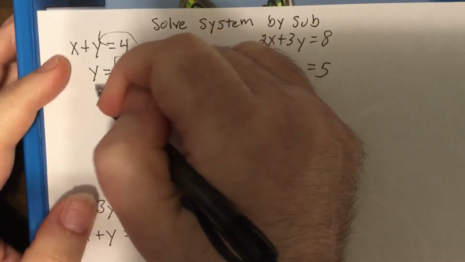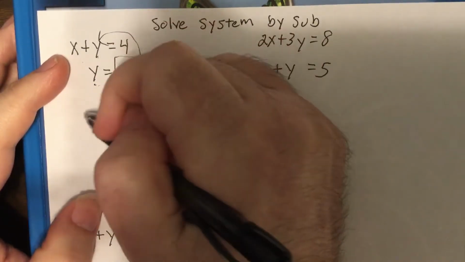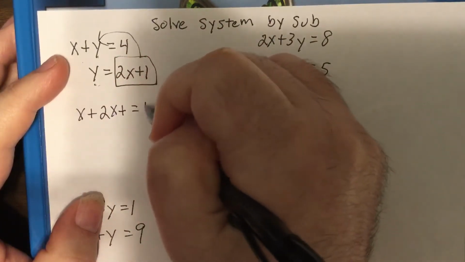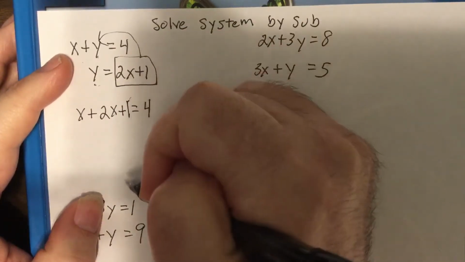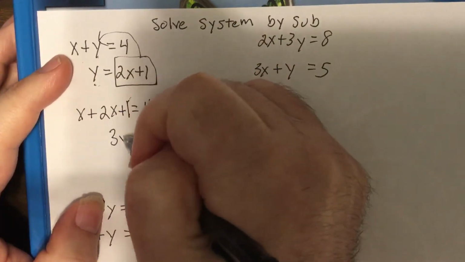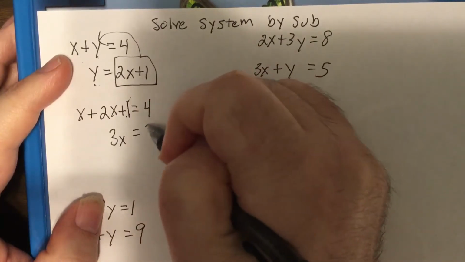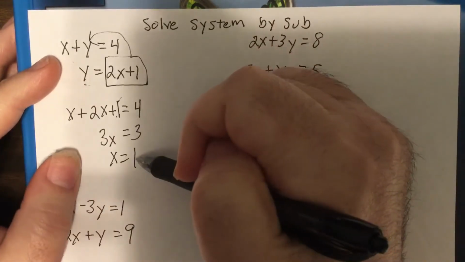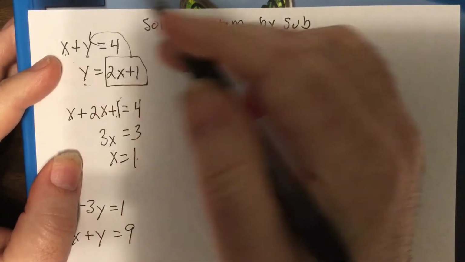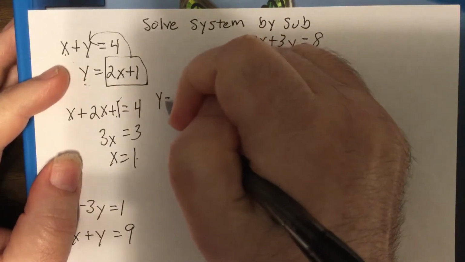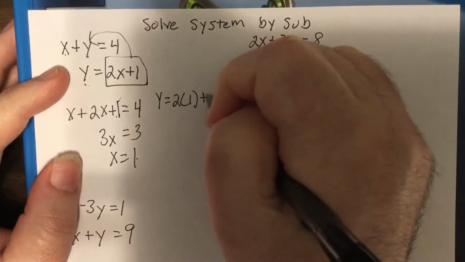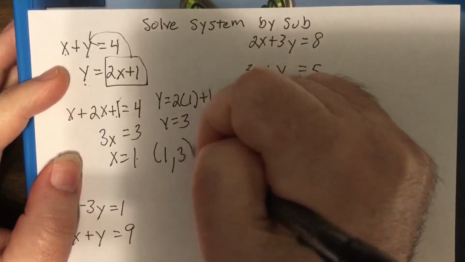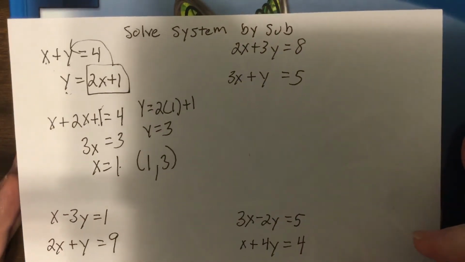So in this case, I already have one equation solved for a variable, so I'm going to put that in. That'd be x plus 2x plus 1 equals 4. Forgot the 1. So then that's 3x. I'm going to subtract 1 to get the x's by themselves. So x equals 1. Now there's 2 unknowns, so I'm going to take that and put it in this x or this x. So y equals 2 times 1 plus 1. So y equals 3. So one answer is 1, 3. And then you check it.